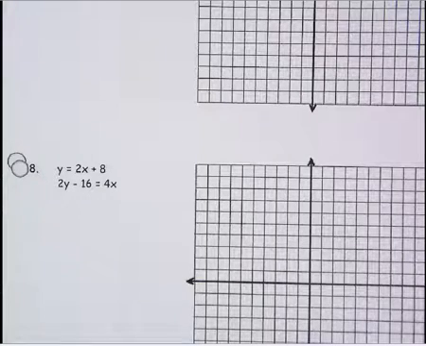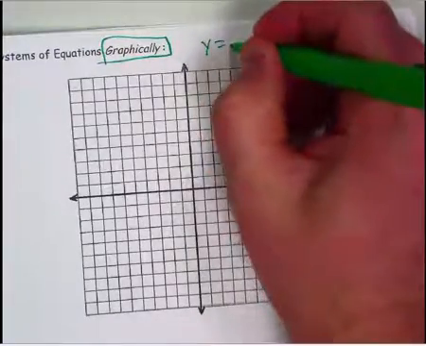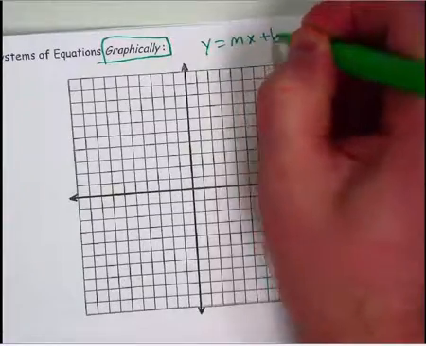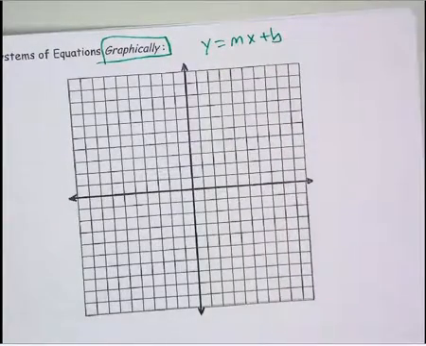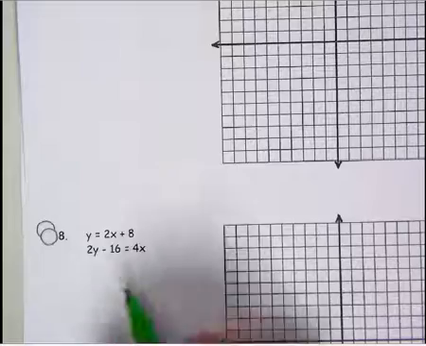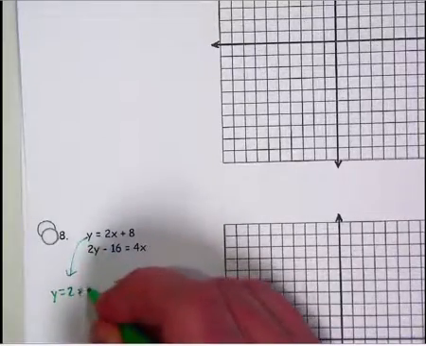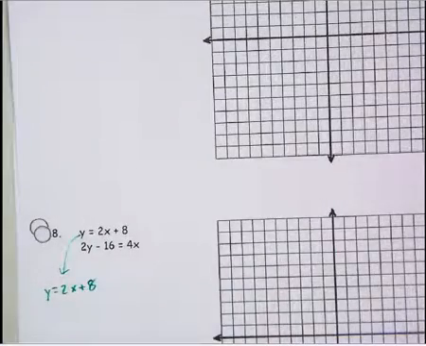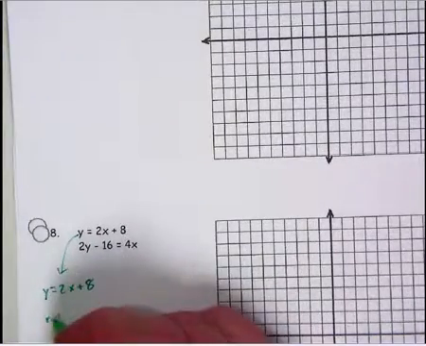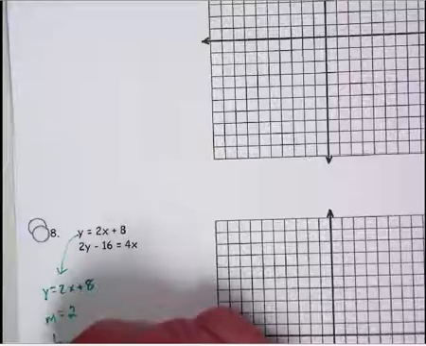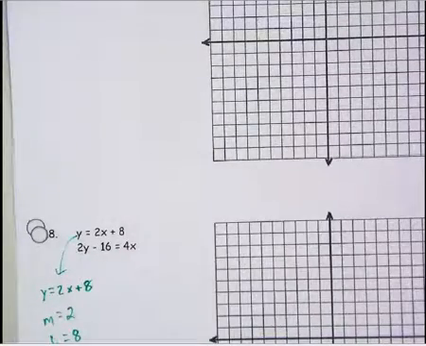When I'm going to put these on the graph, please remember that you have to have y alone because they have to look like y equals mx plus b. So that's what we should be remembering about lines, is that we need y equals mx plus b. So when I look at number 18, this one already is in y equals mx plus b form. So when I look at that equation, I realize that my slope is 2 and my y-intercept is 8.